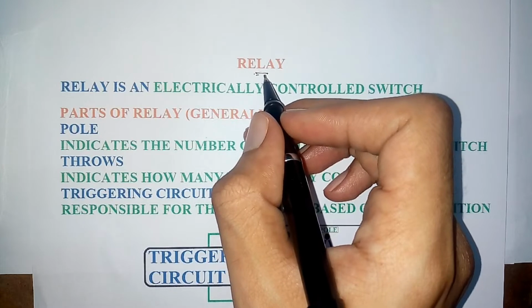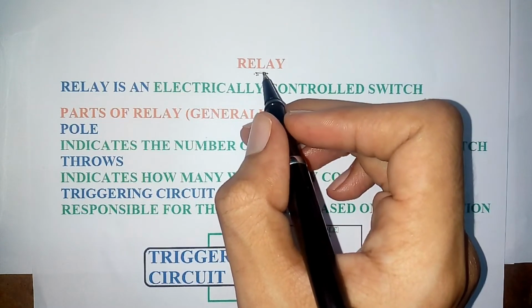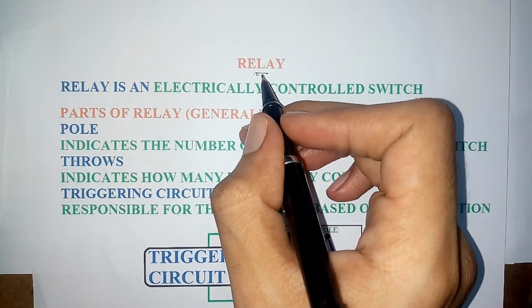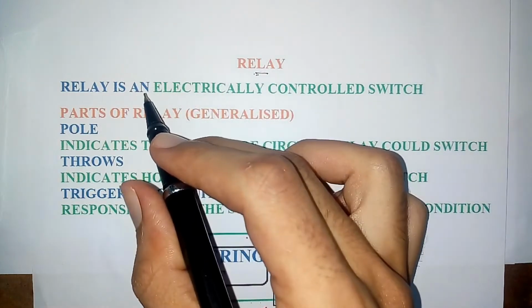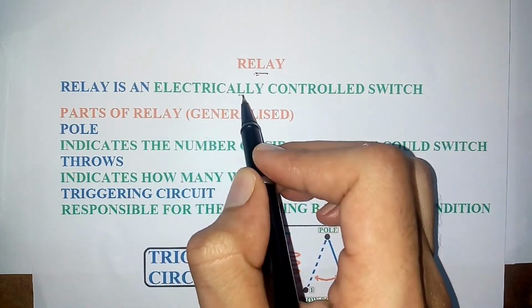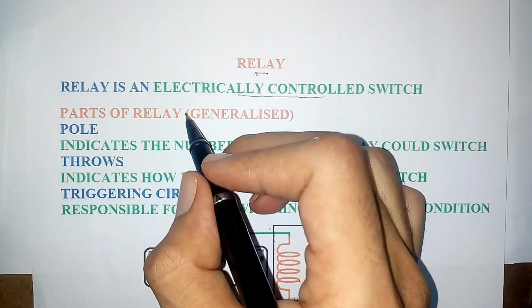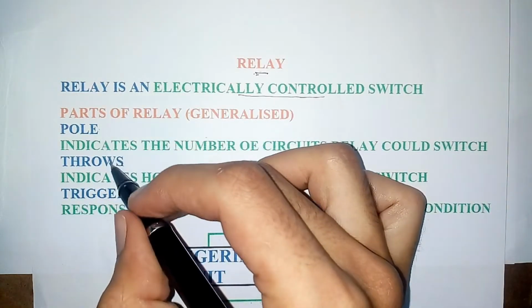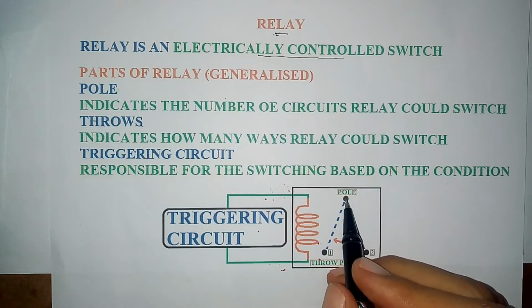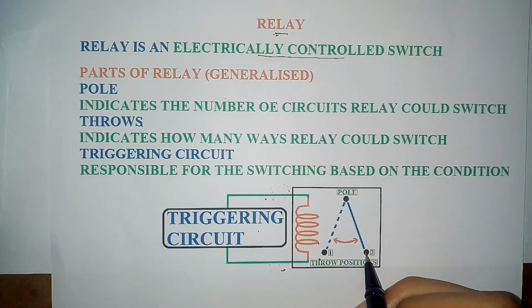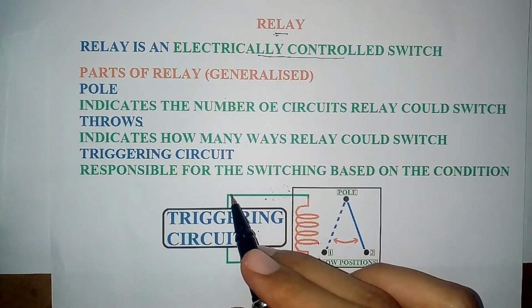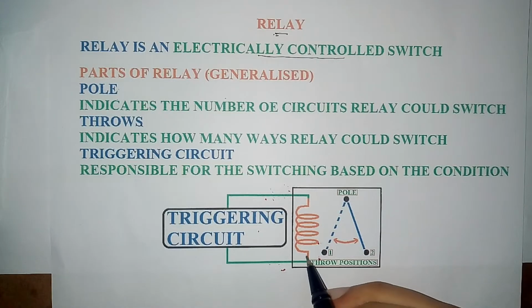Relay is one of the main and widely used components in electrical and electronics. Relay is defined as an electrically controlled switch. The generalized parts of relay are these three. This is a single pole double throw relay and this will be its triggering circuit.